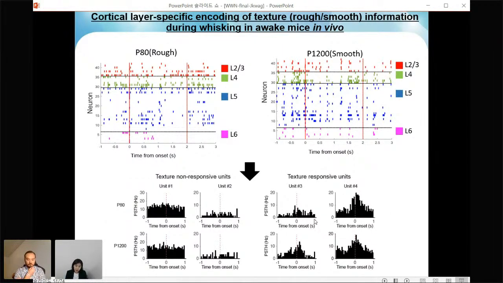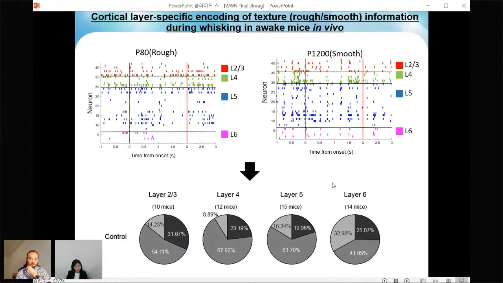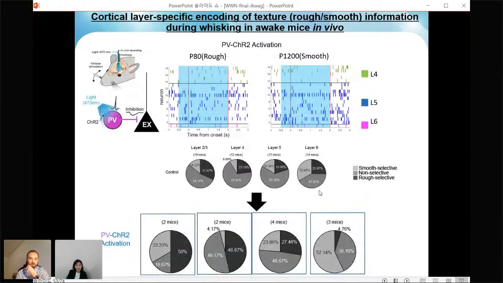And what we see is that, like in the anesthesia state, there are neurons that are responsive to the textures and neurons that are not responsive to the texture. So a lot of the spike trains can also be taken out for further analysis. Across the layers, layers 2, 3, 4, 5, 6, the proportion of neurons that are selective to smooth or rough, or non-selective, is like this. So different cortical layers have different distributions of neurons that are selective for smooth and rough. But now if you do the same kind of experiment that we did before, activating PV or SST interneurons, this proportion of neurons within each cortical layer having different selectivity completely changes.